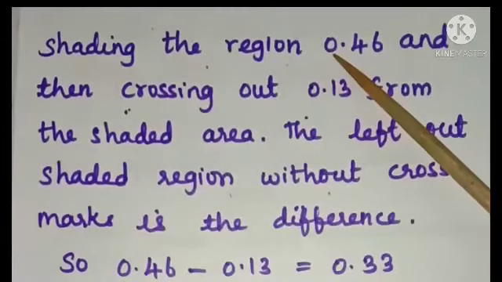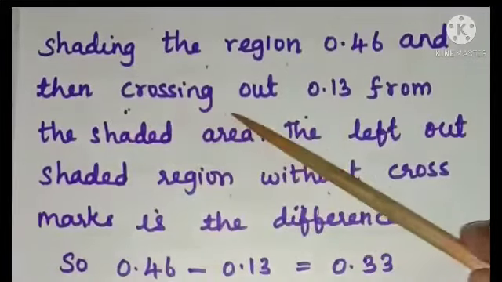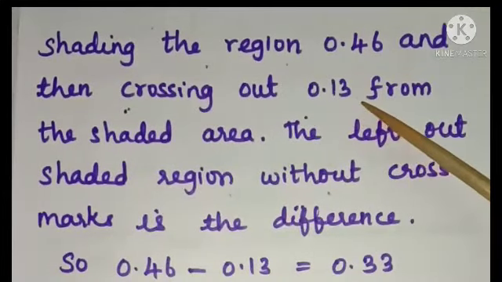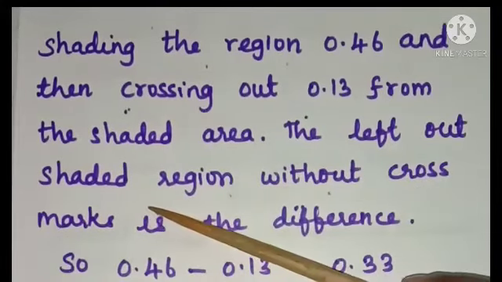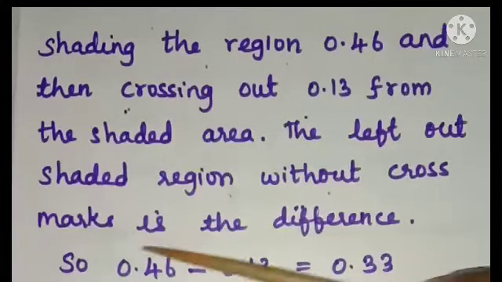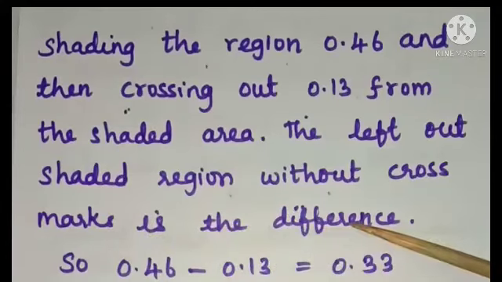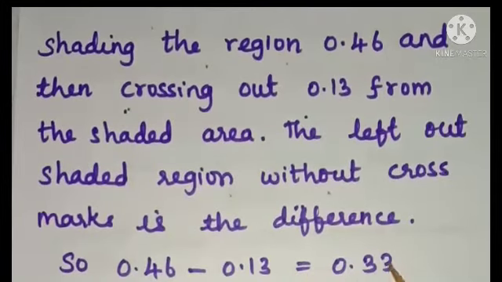Shading the region 0.46 and then crossing out 0.13 from the shaded area, the left out shaded region without cross marks is the difference. So 0.46 minus 0.13 gives 0.33, which is our required value.